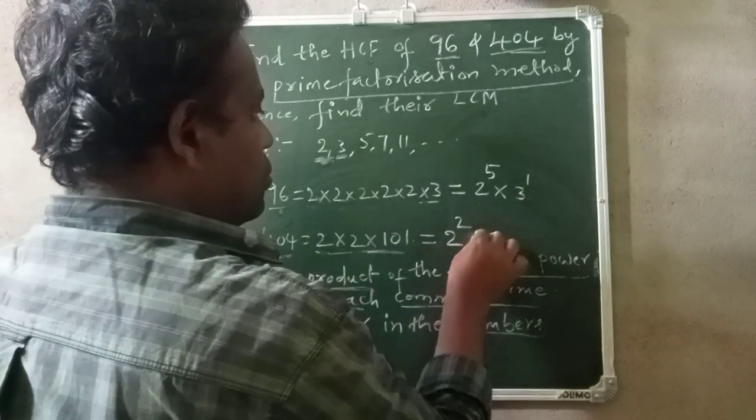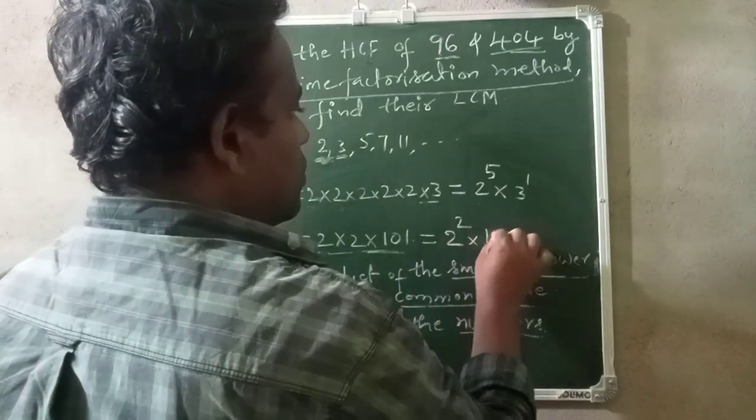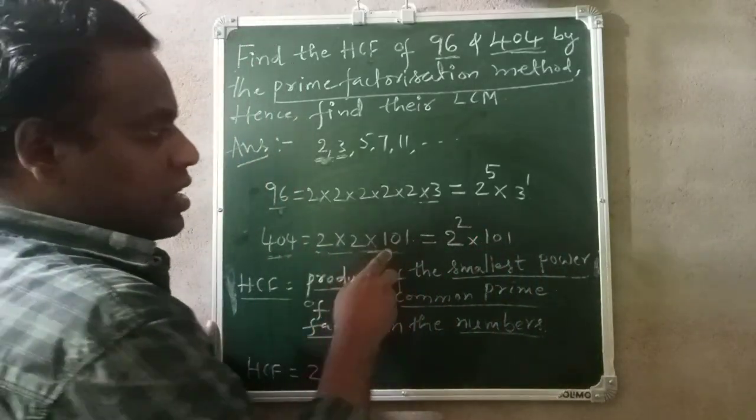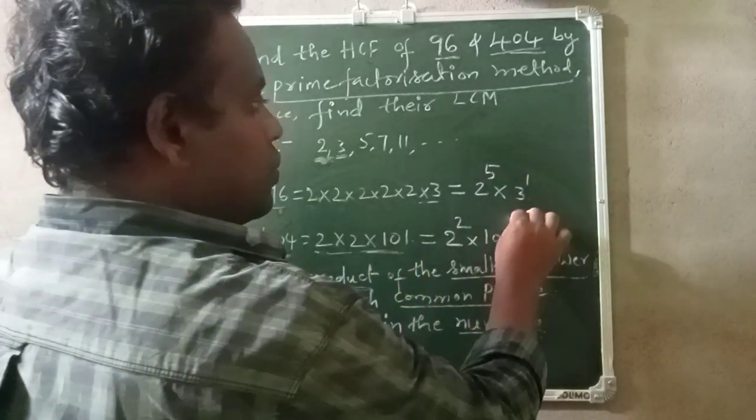Next, into 101. How many 101s? First write this 101. How many 101s are there here? Only one. Only one 101 is there, so that one you write here.